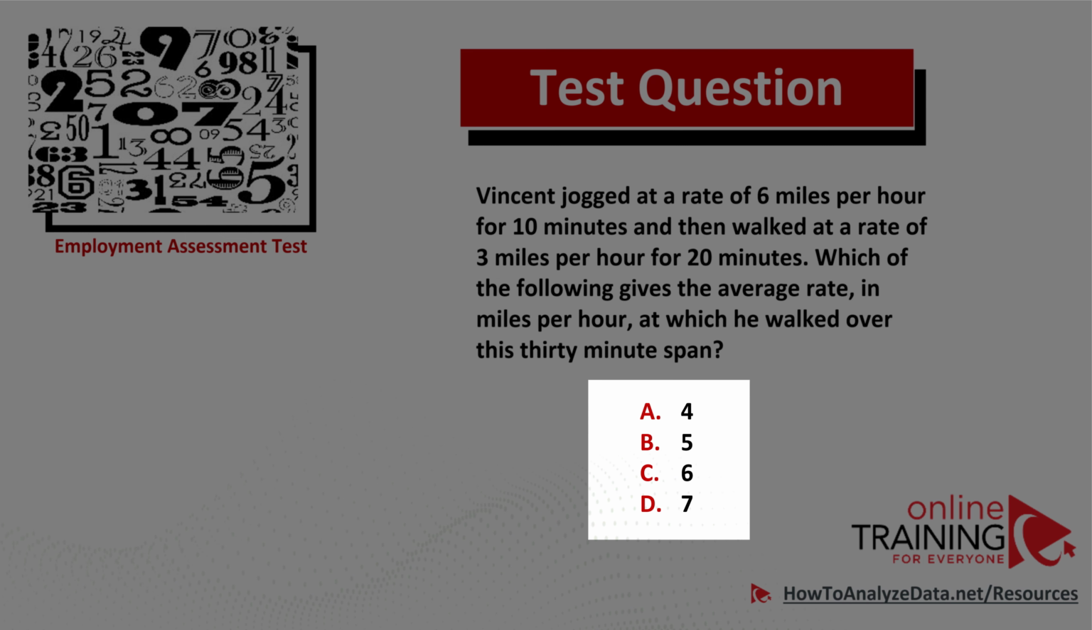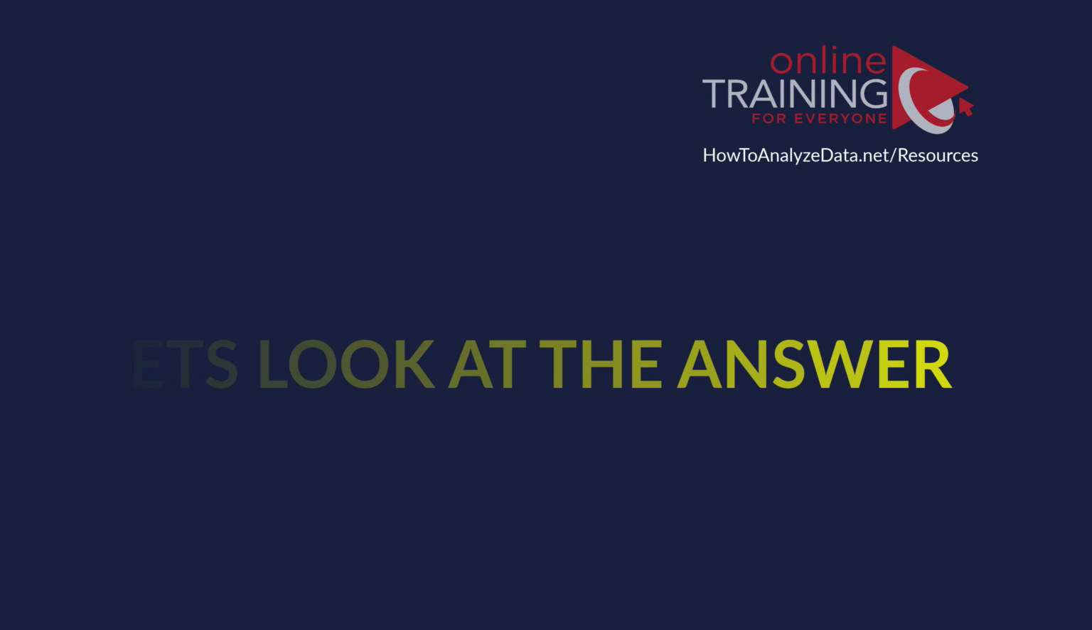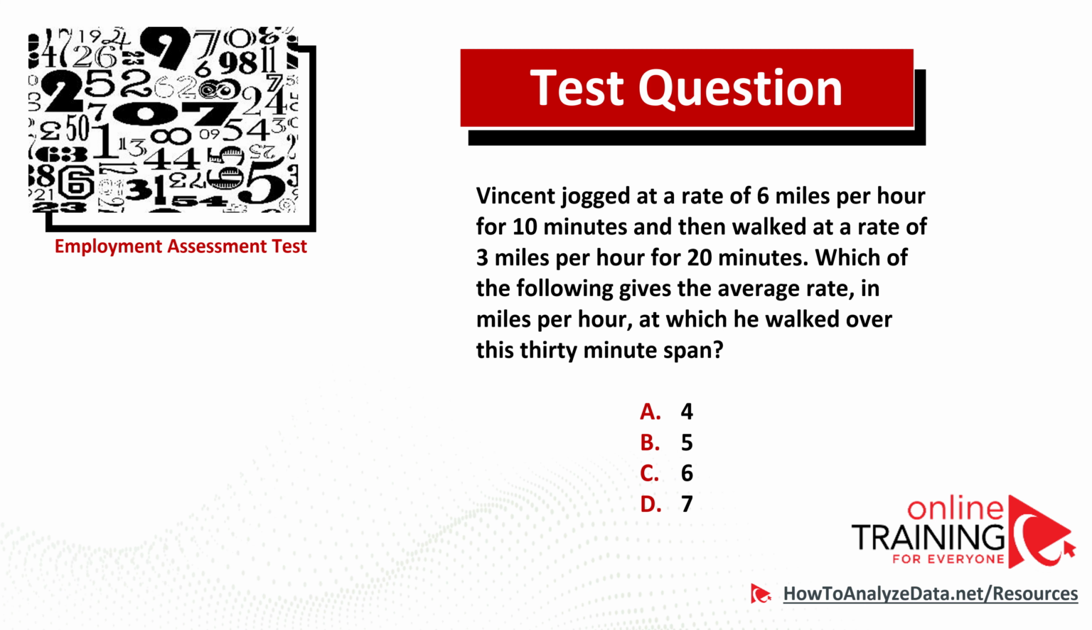Choice A, 4 miles per hour. Choice B, 5 miles per hour. Choice C, 6 miles per hour. And choice D, 7 miles per hour. Do you think you know the answer? Now might be the right time to pause this video to see if you can come up with the solution on your own. Did you come up with the answer? Let's continue to see if we can solve this challenge together.